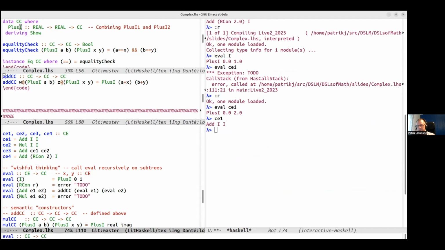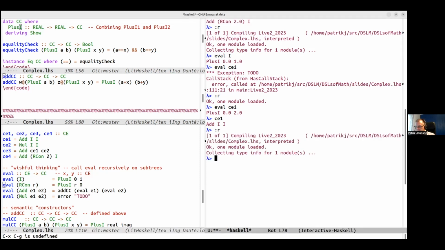So we can here step by step try to introduce what it should be doing in the different cases. And in this case, for example, the rcon, that's a plus I with the real part R and imaginary part 0. That's what is generally meant by embedding real numbers as complex numbers. So with that in place, let's see, is any of the 3, 4... yeah, we should be able to evaluate CE4.